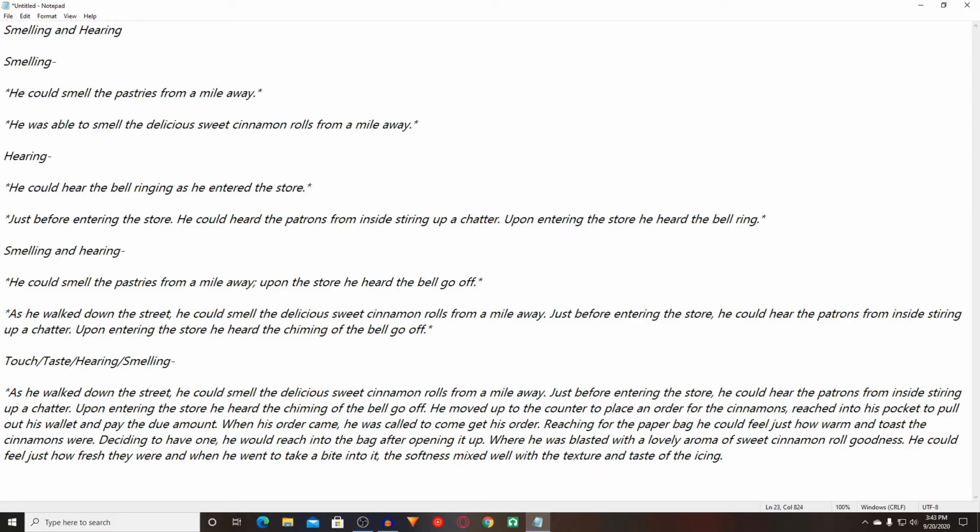Obviously I probably could have put more to increase the taste factor, but just little hints like softness. You could always use texture and taste. The sweet scent, the aroma is a smell keyword. Blasted, it's like an expression for how it came out, like it just zoom blasted in the bag.